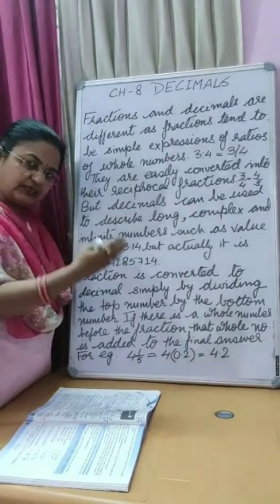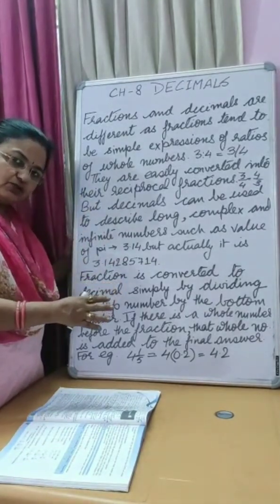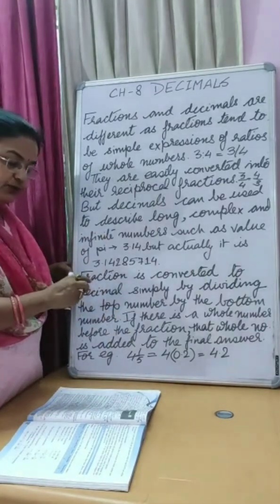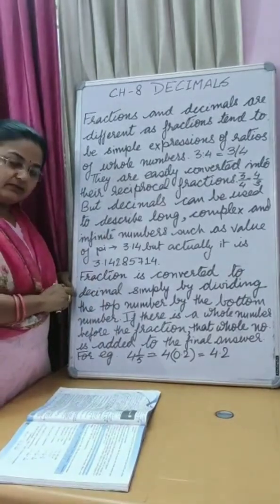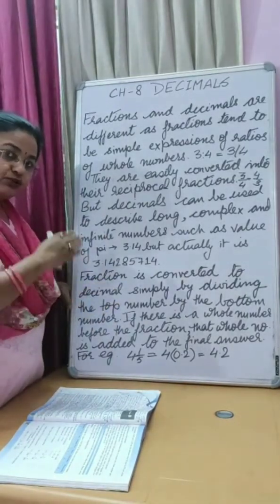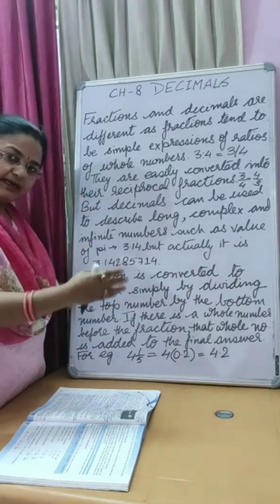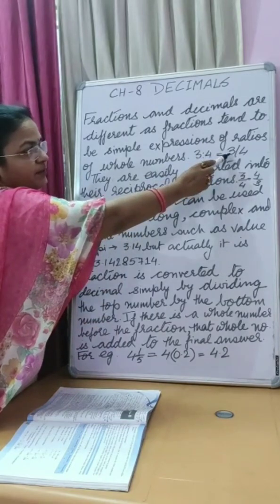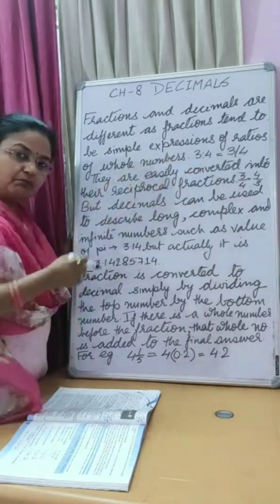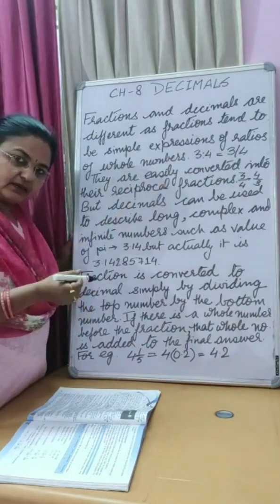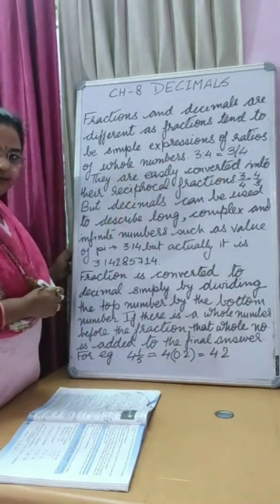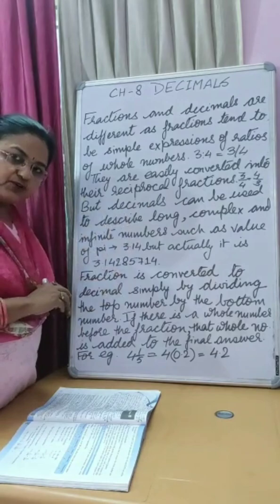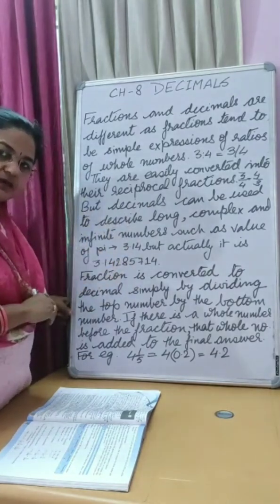Now we can convert fractions into decimals and decimals into fractions. Let us first see the conversion of fraction into decimal. How do we convert? A fraction is converted to a decimal simply by dividing the top number, which is the numerator, by the bottom number, which is the denominator. Top number, numerator, divided by the bottom number, denominator, and we get the decimal number. If there is a whole number before the fractional number, then that whole number is added to the final answer.